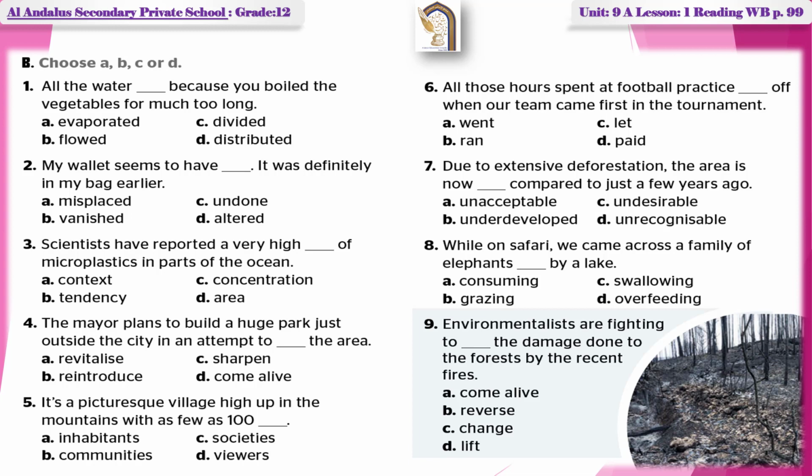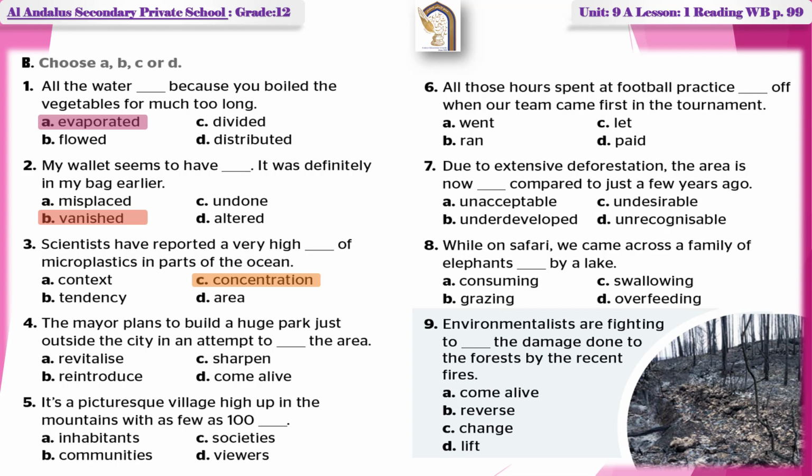Sentence 1. All the water because you boiled the vegetables for much too long. That's right. It is A. All the water evaporated because you boiled the vegetables for much too long. Sentence 2. My wallet seems to have vanished. It was definitely in my bag earlier. Sentence 3. Scientists have reported a very high concentration of microplastics in parts of the ocean.